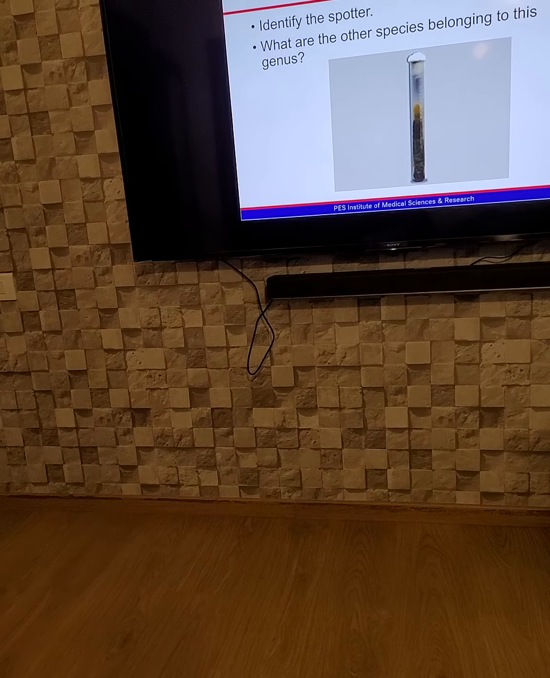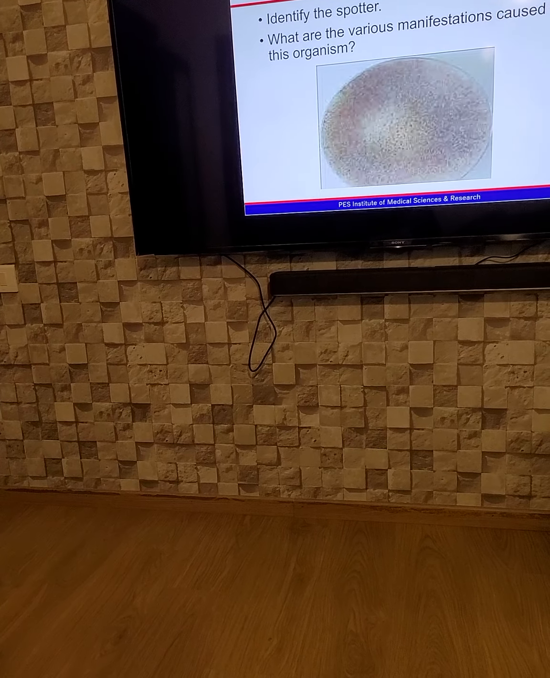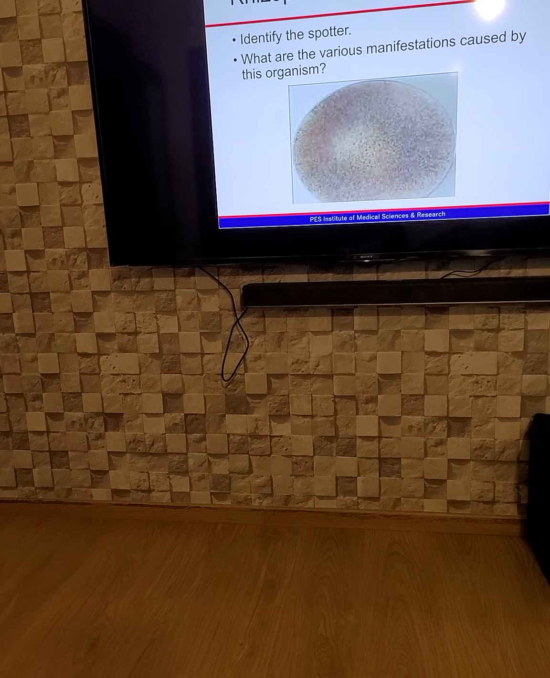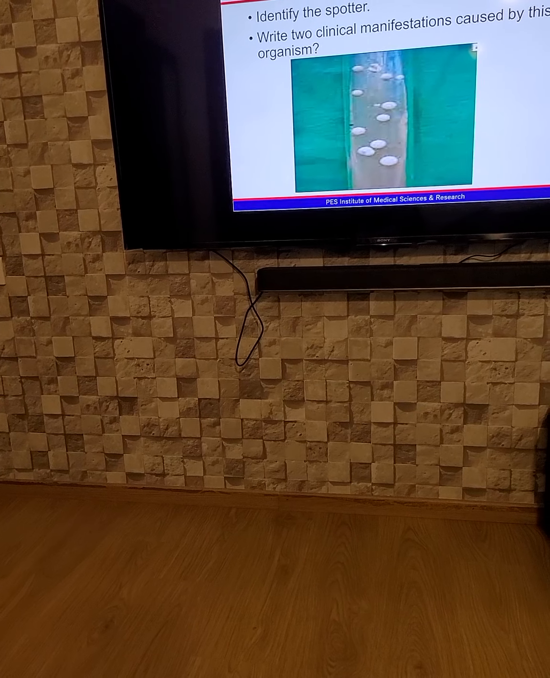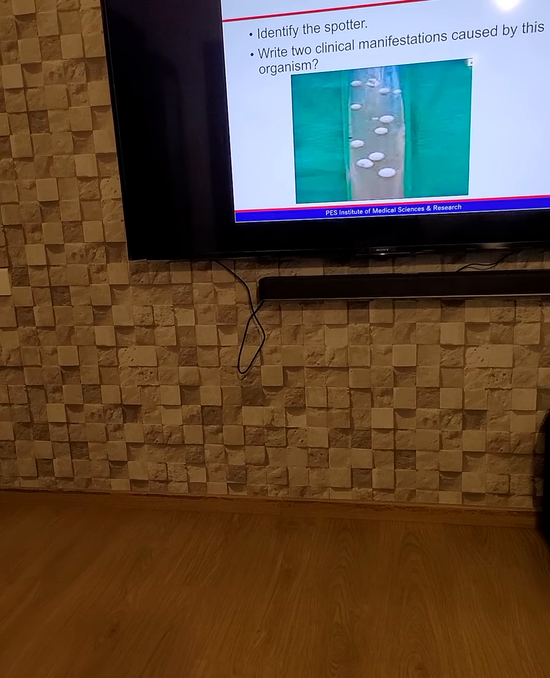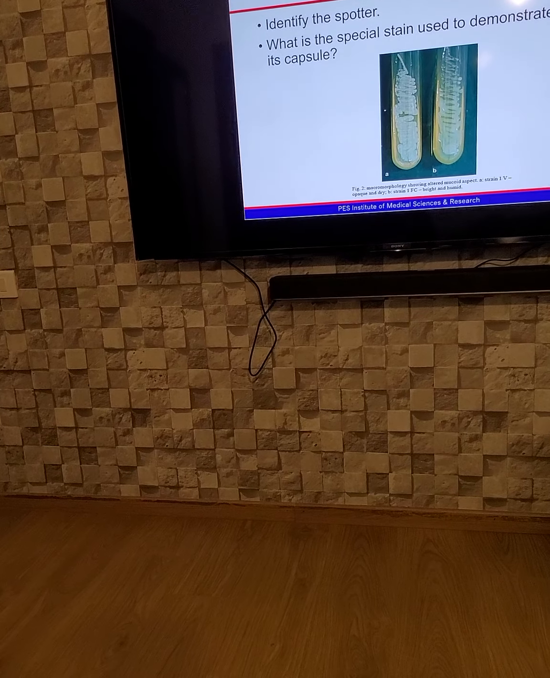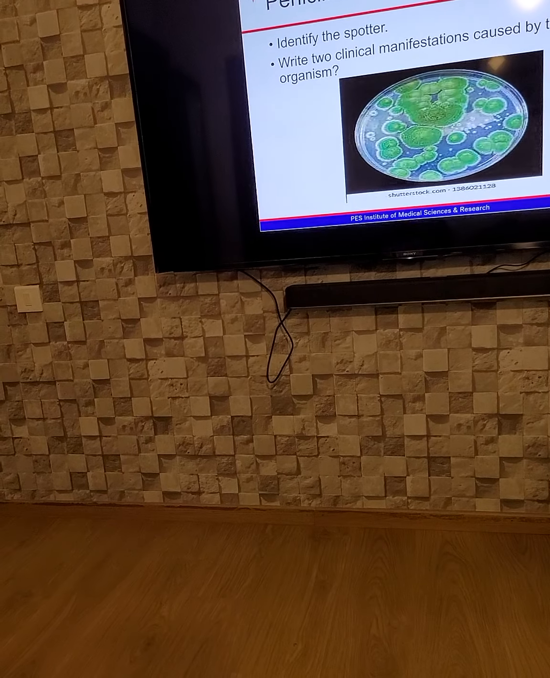It looks black, it's niger. And Rhizopus species. You can see the aerial mycelia. This is Candida. Candida and Cryptococcus resemble each other on Sabouraud dextrose agar. Cryptococcus you have to differentiate by doing the urease test and germ tube formation.